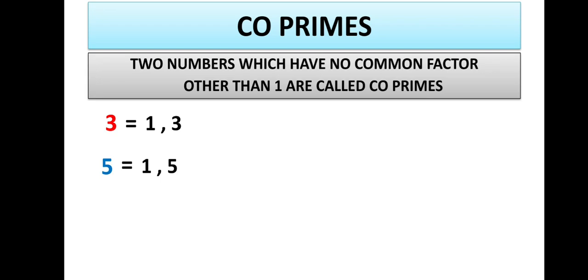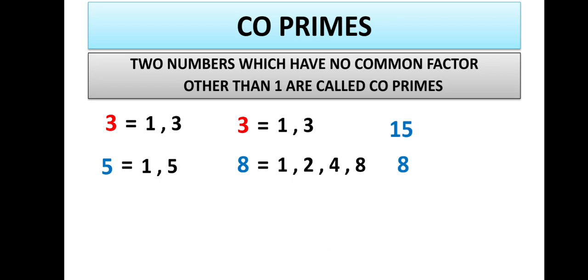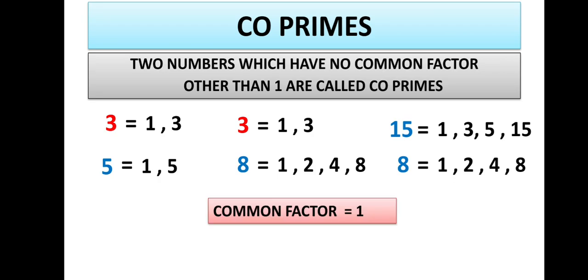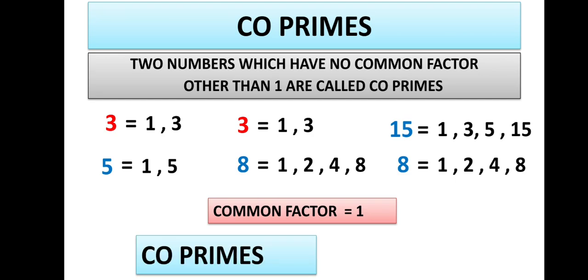If we find the factors of 3 and 5, the factors of 3 are 1 and 3, and the factors of 5 are 1 and 5, because they are divisible by itself and 1. If I take 3 and 8, 3 is 1 and 3, and 8 becomes 1, 2, 4, 8. These are the factors of 8. The factors of 15 are 1, 3, 5, 15, and the factors of 8 are 1, 2, 4, and 8. So in all three cases the common factor is 1. So they are called co-primes: 3 and 5, 3 and 8, and 15 and 8 are co-primes.